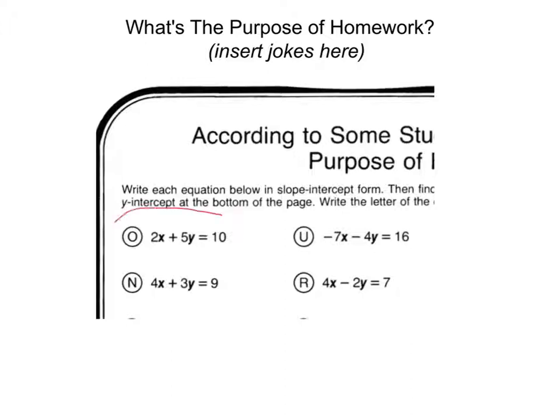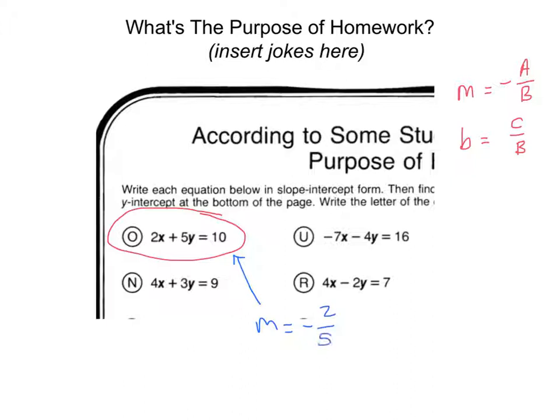And I'm going to take a look at this first one here. All I want you to do is remember the following: in standard form, the slope can be found by negative a over b, the opposite of a over b, and the y-intercept can be found by doing c over b. So for this problem here, letter O, the slope is negative 2/5, and the y-intercept is 10 over 5. And remember, we can divide that and get the answer of 2. 10 divided by 5 is 2.